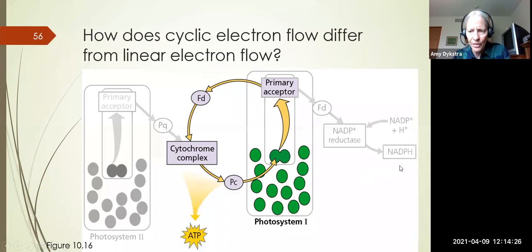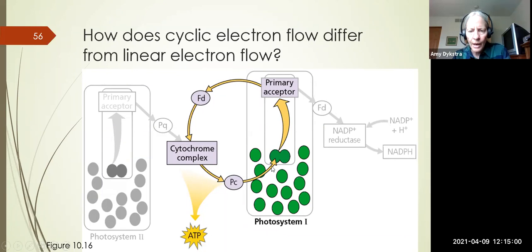Sophie pointed out the main thing is that cyclic electron flow does not make NADPH, but it does still make ATP. And she talked about recycling. Notice that the electrons just go in a cycle, and that is why it's called cyclic electron flow. The electrons are not coming from water, so water is not split and oxygen is not generated.